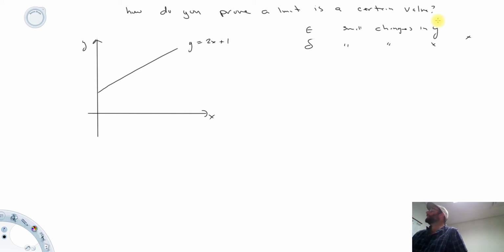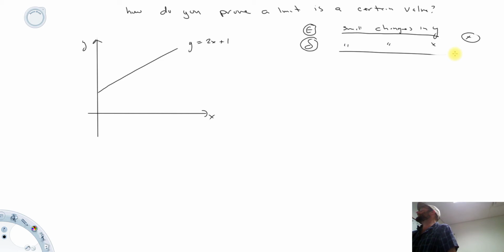Now, there's a certain language to this here. Right? So this is epsilon here. It's the Greek letter epsilon, which typically represents small changes in y. Usually, we're talking about small positive changes in y. And then this is the Greek letter delta, which represents small changes in x, again assumed positive. So these are also called epsilon delta proofs.